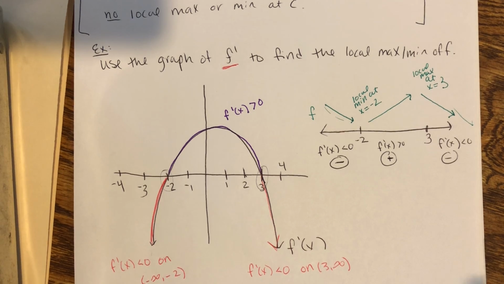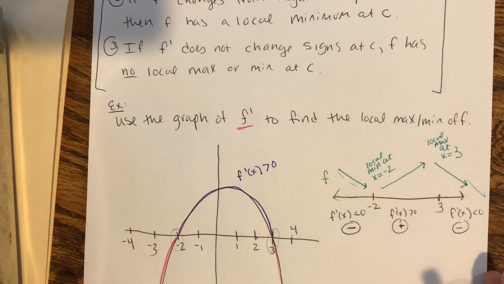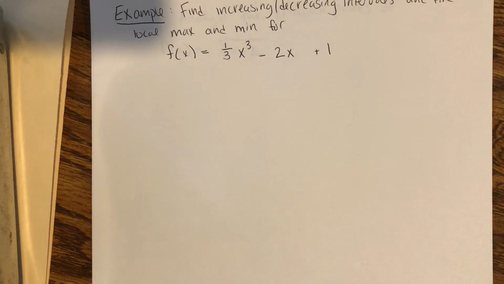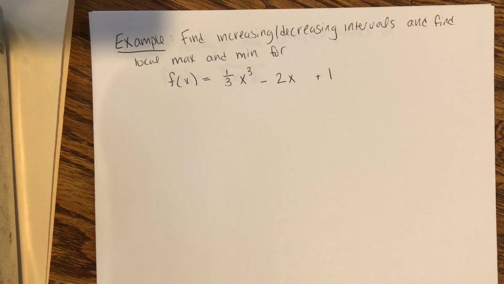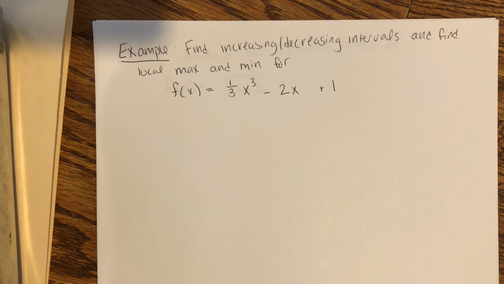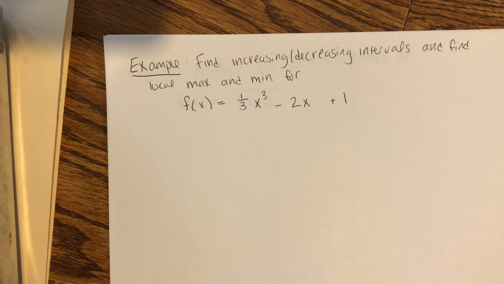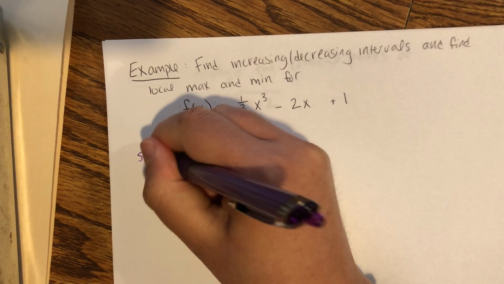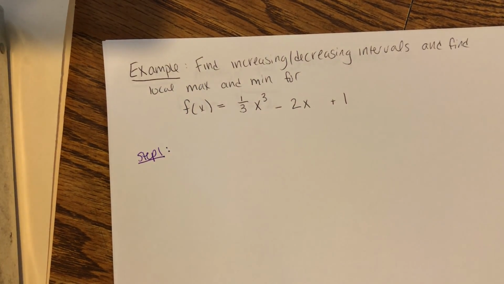Now, we're going to put these two things together, the increasing decreasing test and the first derivative test, to talk about two more functions. So let's find the increasing and decreasing intervals and find the local max and min for the following cubic function, 1/3 x cubed minus 2x plus 1. So we start off by following the same steps that we had followed in the last video for the increasing decreasing test.